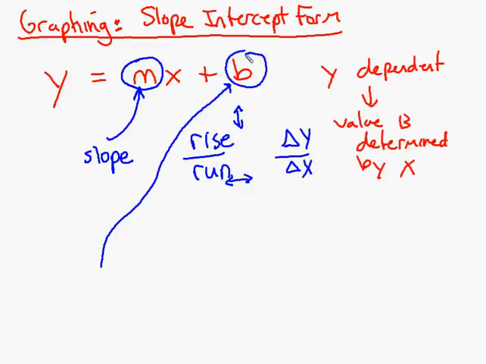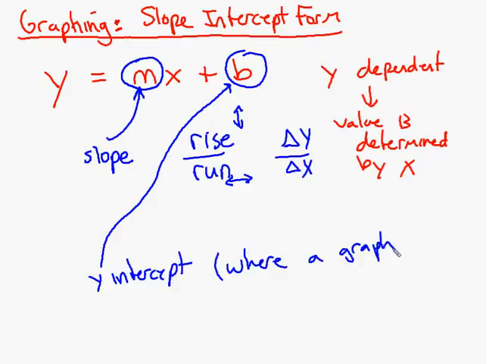This b represents the y-intercept. And we need to remember a y-intercept is where a graph crosses the y-axis. Or a plot, I said graph, but where a plot crosses the y-axis.